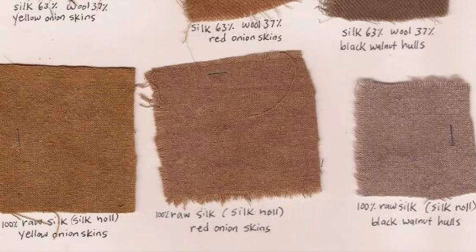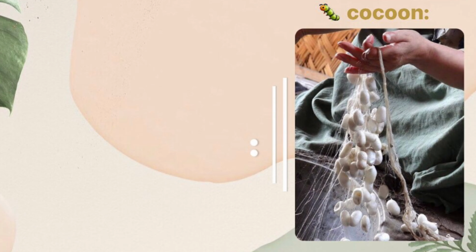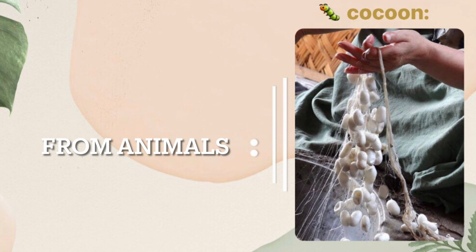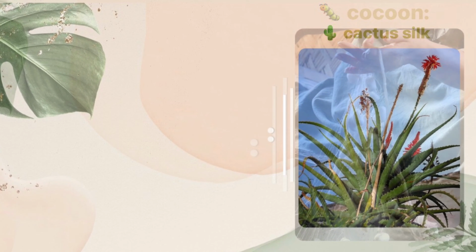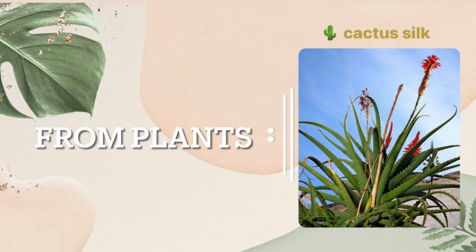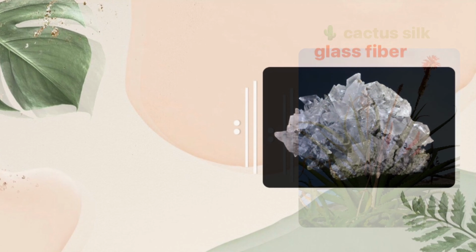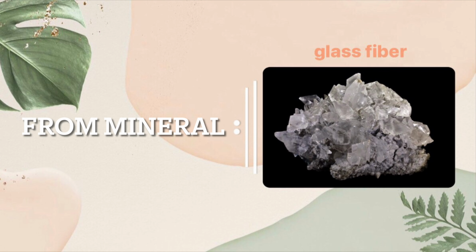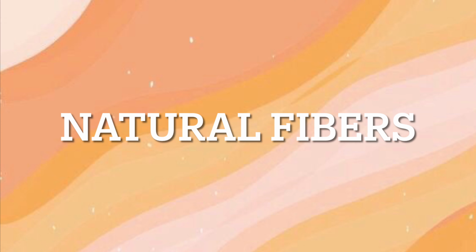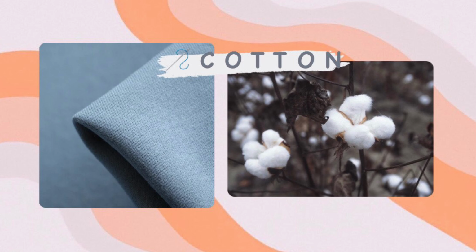There are two well-known groups of fibers. There are natural fibers, and there are manufactured fibers. Natural fibers come from the environment around us, such as plants, animals, or even a certain type of mineral. Natural fibers are divided into three different categories. First, natural cellulosic fibers. Second, natural protein fibers. And third, natural mineral fibers.